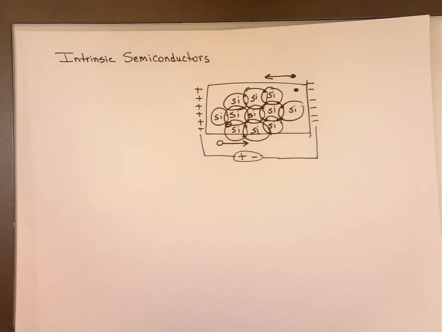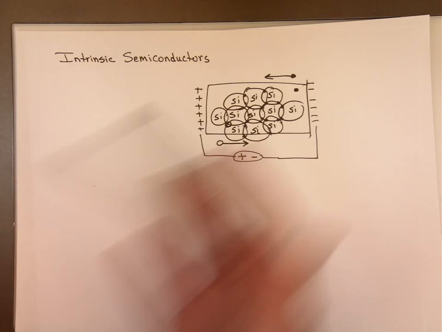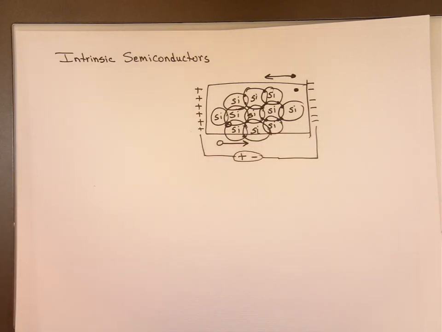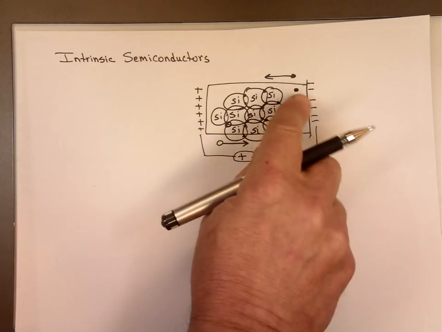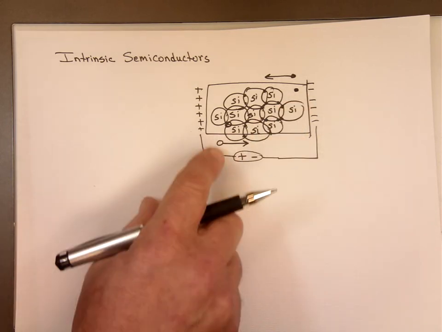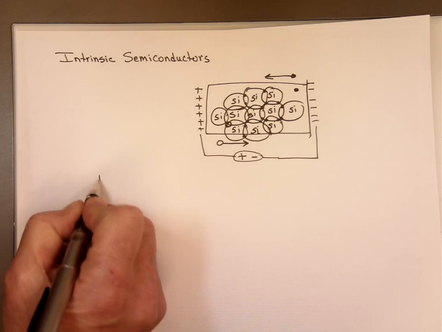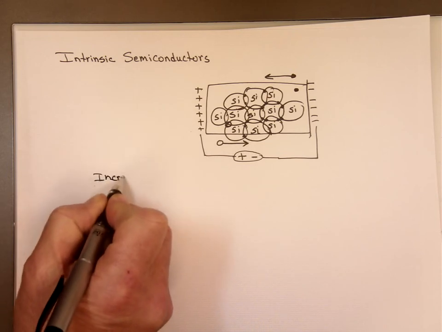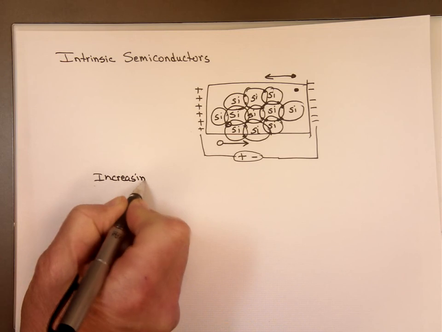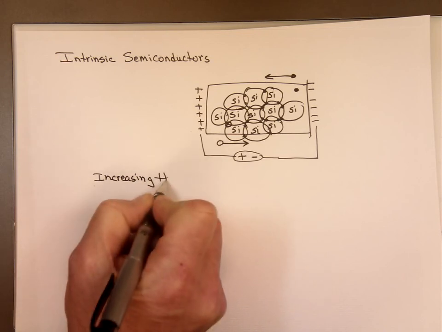Well, to do that, we need to do something to that silicon crystal. We need to modify it, add something to it. One of the options, by the way, is called doping, adding stuff to it. You can actually add either negative charges, electrons, or you can add holes. So let's talk about doping here, increasing the free electrons. We're going to be adding electrons.